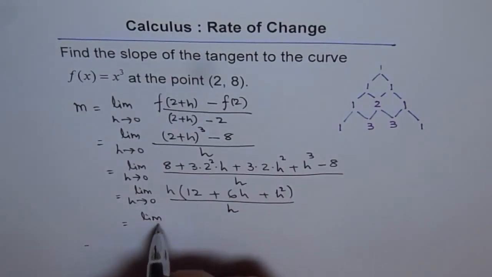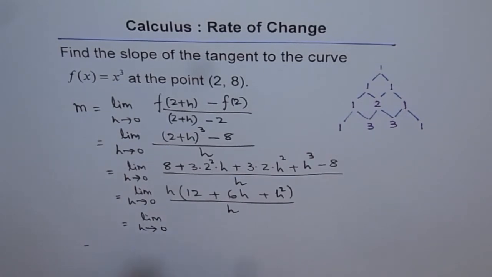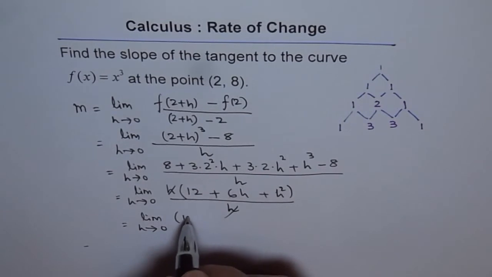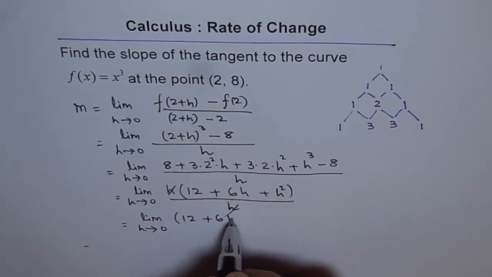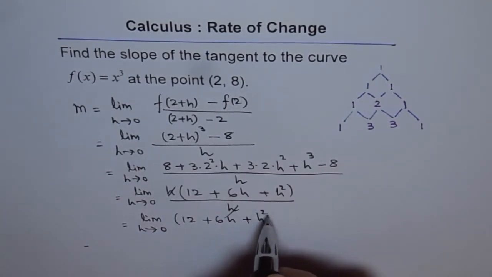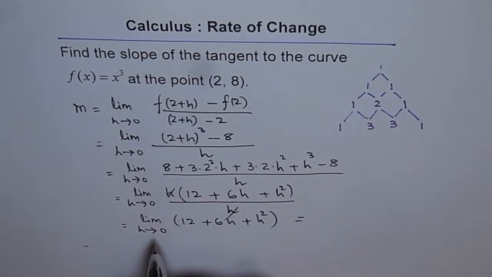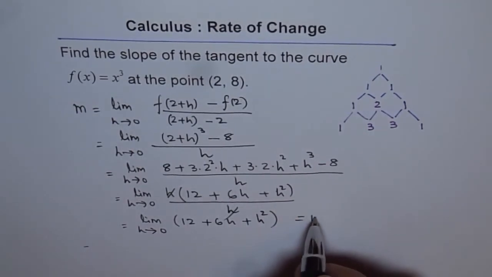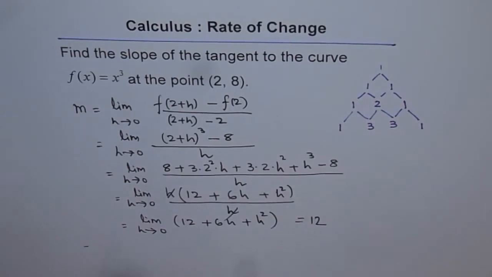Now this we could write as the limit as h approaches 0, h and h cancel out. So we're left with 12 plus 6h plus h squared. Now if we substitute h as 0, we get what? We get just the number 12. So the slope at the point (2, 8) is 12 for the function x cubed. So that is our answer, correct? So that is how you will do it.